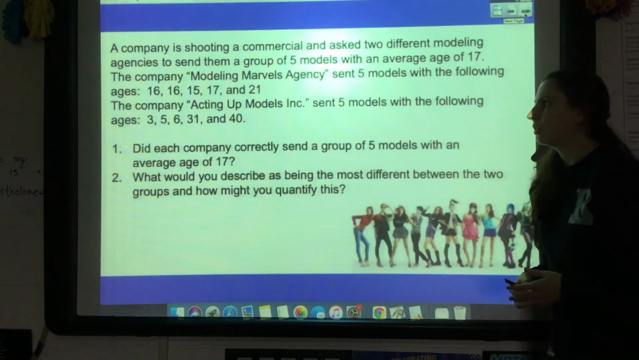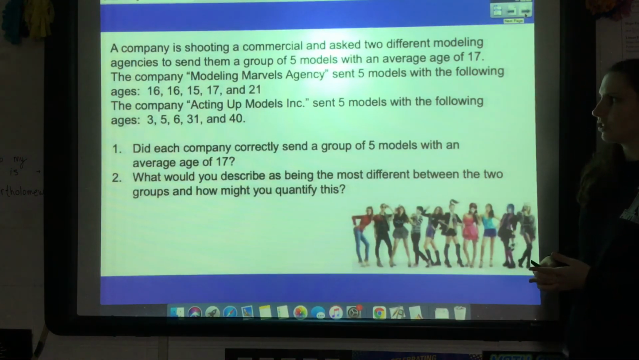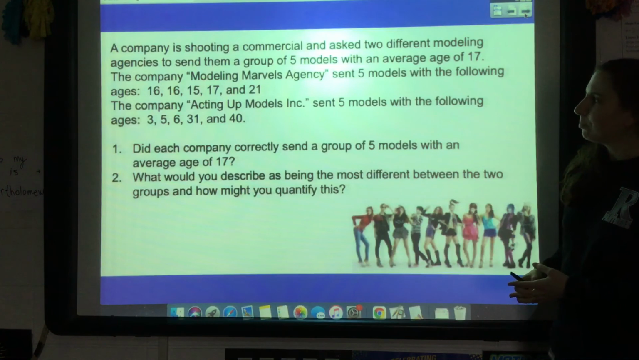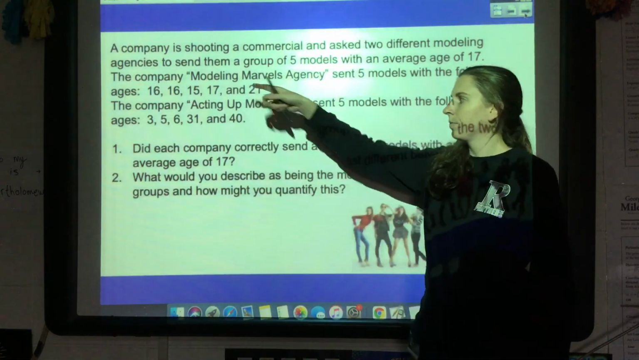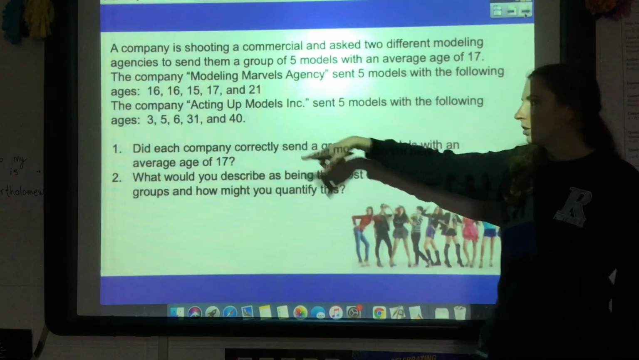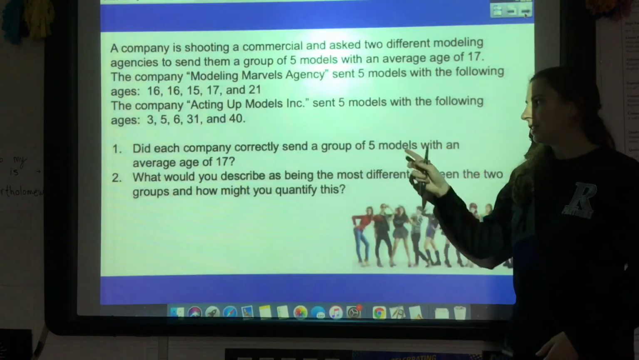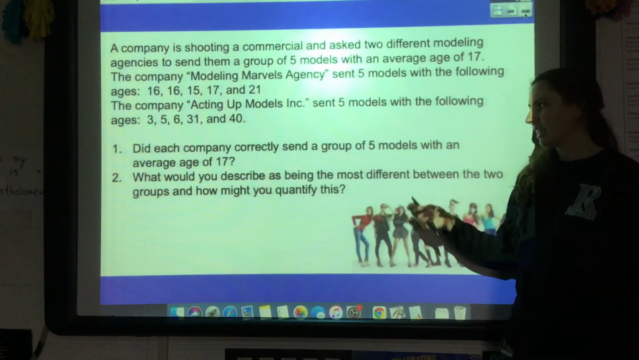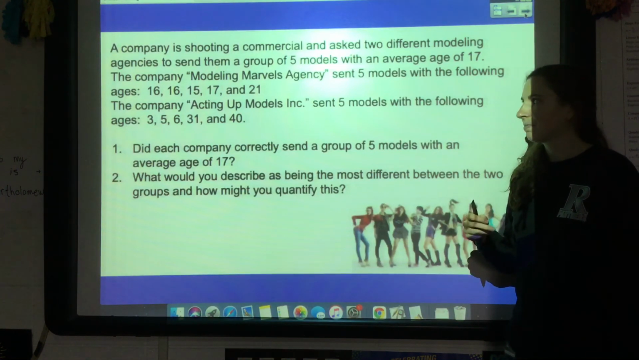Okay, so to start off with, a company is shooting a commercial and asks 2 different modeling agencies to send them a group of 5 models with an average age of 17. The company Modeling Marvels agency sent 5 models with these ages, and the company Acting Up Models Inc. sent 5 models with these ages. So first of all, did the company do what was asked of them?